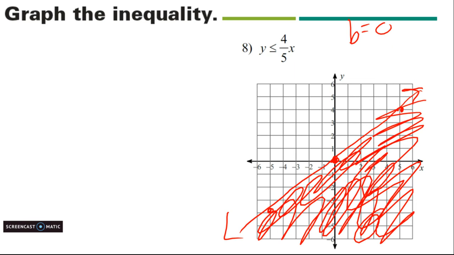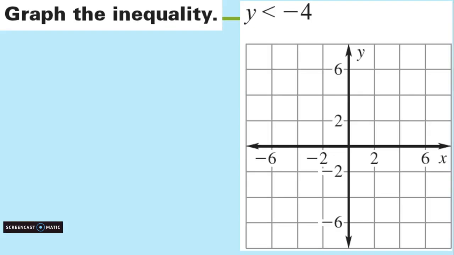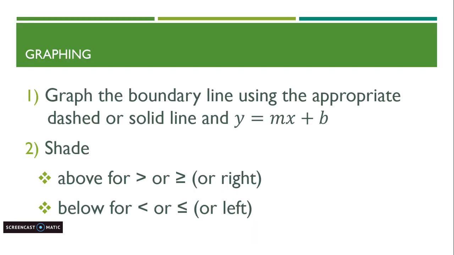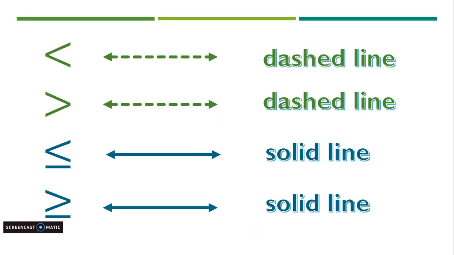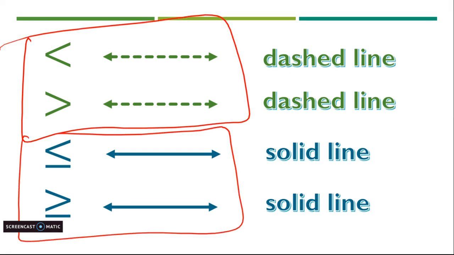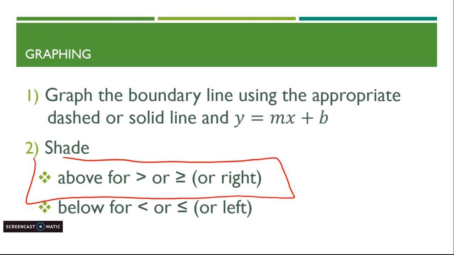Okay, so one more time, reviewing the rules here, if I can get back to them. Dashed line for less than and greater than. Solid line for less than or equal to, greater than or equal to. Shading above for greater thans, and below for less thans or less than or equal tos.